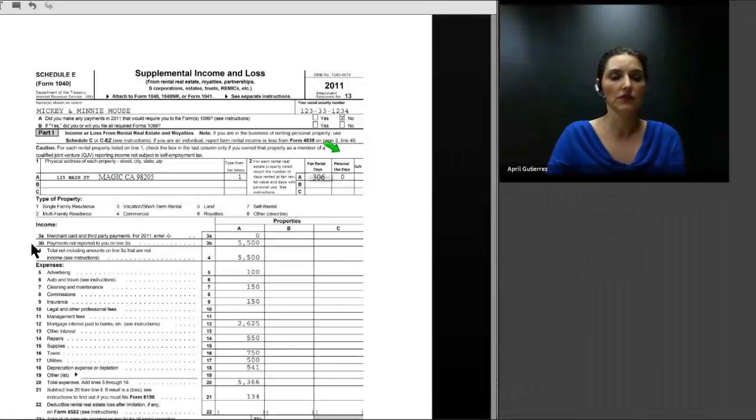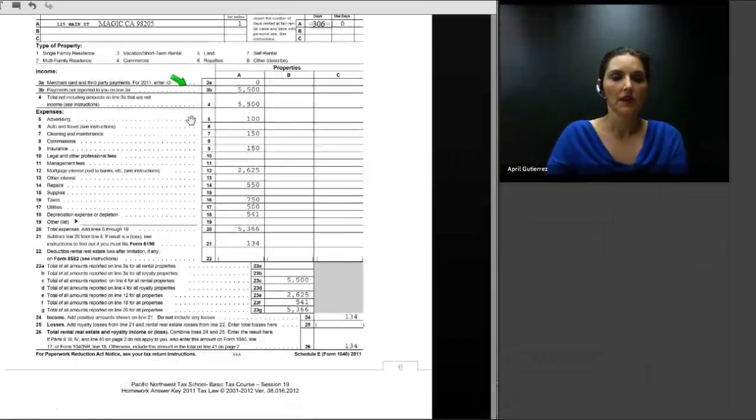We then move on to line 3, where we enter payments that were received for the year. They were $5,500. That's first month's rent plus 10 times $500 for a total of $5,500 of rents received. Then on line 5, we enter the advertising expense.